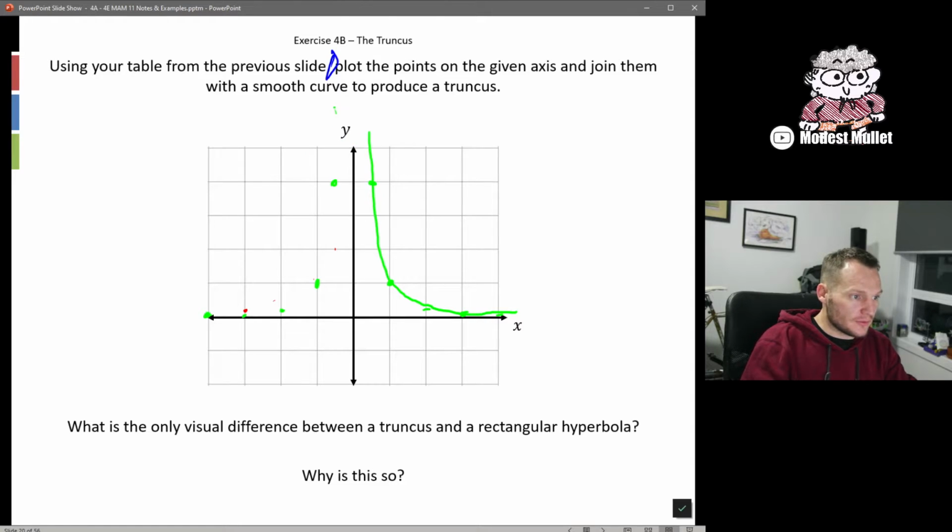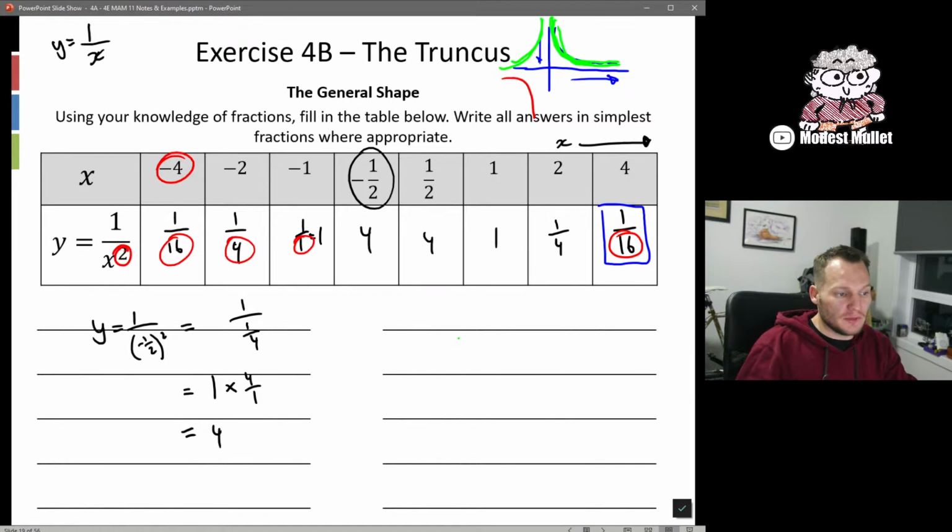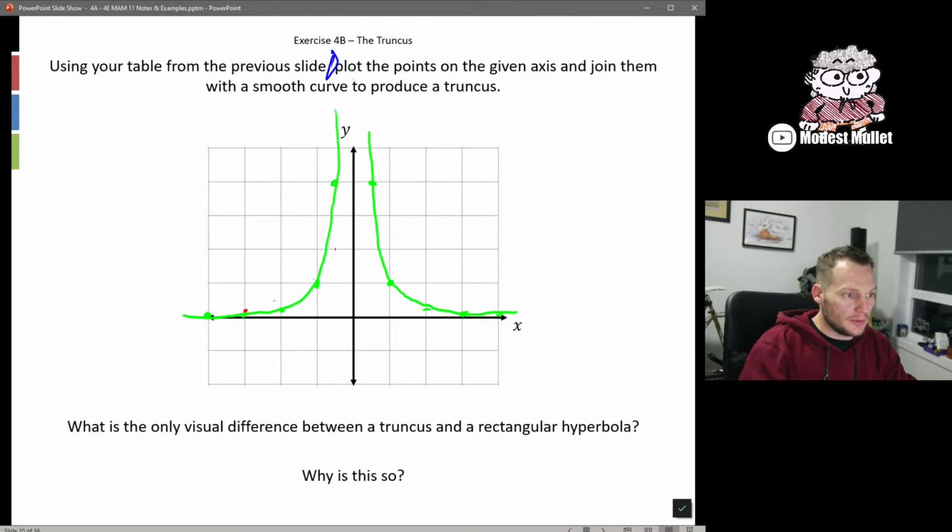We still have asymptotes, just like the hyperbola. With this x squared, we're never allowed to divide by 0. So in this case, our hyperbola, our truncus, has an asymptote at x equals 0. We're never putting that in. And because of that, we can never get our y value to be 0 either. So we have an asymptote at y equals 0.